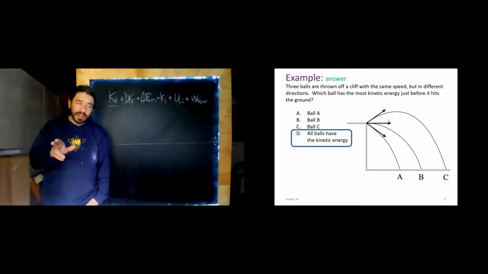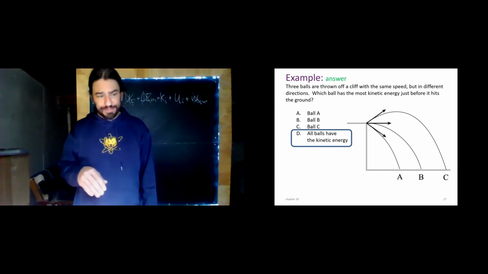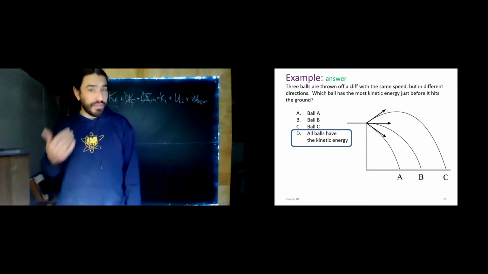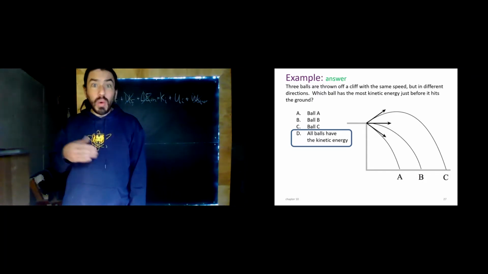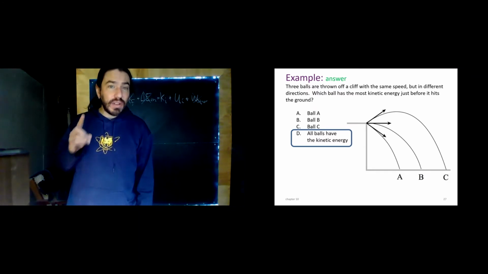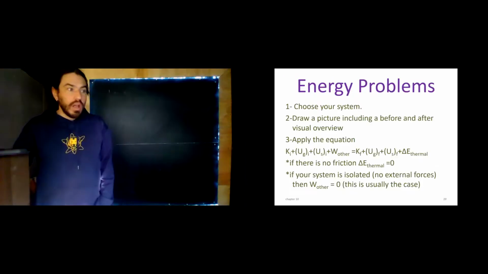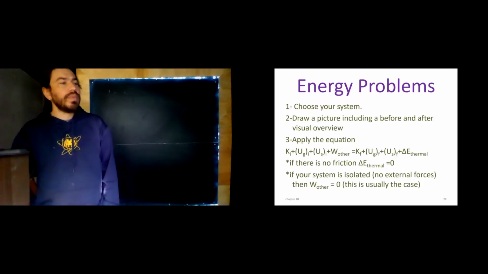Lots of things will be different. Ball C will be in the air for the longest amount of time. Ball C will travel the farthest. They will have different impact angles, but what they won't have is different kinetic energies when they hit the ground. Again, conservation of energy.